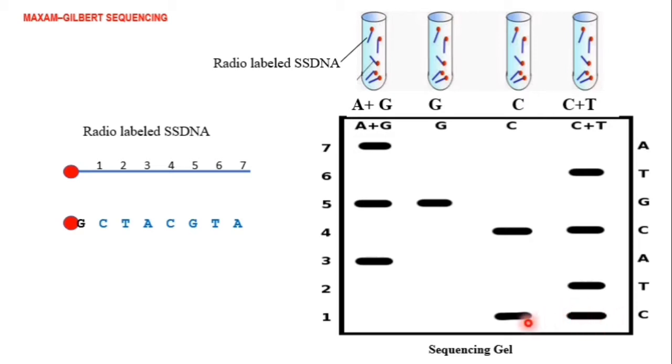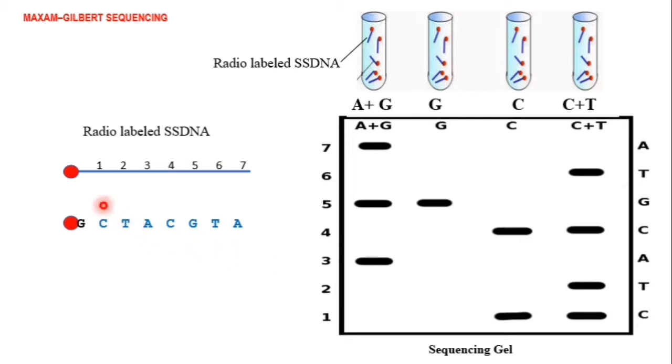So just check the well of the C reaction. Here you can see the band, so it is confirmed that it is in C, and in C plus T too, we have the band. That's why it is called a C nucleotide.